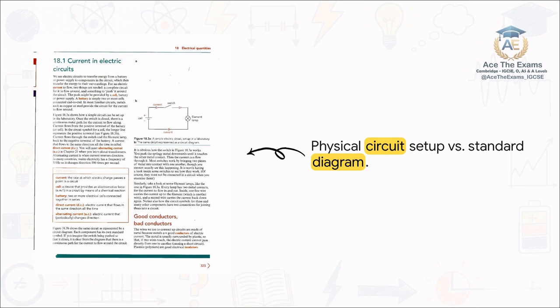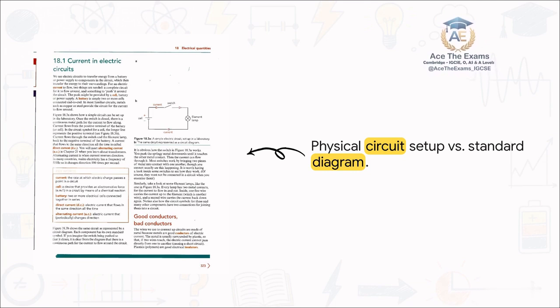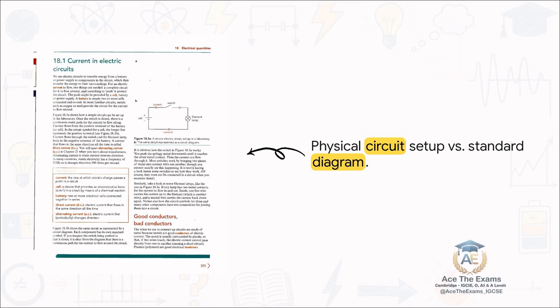Now, this is exactly where someone like Alex starts overcomplicating things, but the examiner just wants you to recognize the standard symbols. Notice that cell symbol on the right? See that longer vertical line? That represents the positive terminal. By absolute convention, whenever we draw our current arrows, they must flow from that positive, longer line all the way around the circuit and back to the shorter negative line. This is what we call conventional current. If you draw your arrows the other way in an exam, the examiner will immediately reach for that red pen.